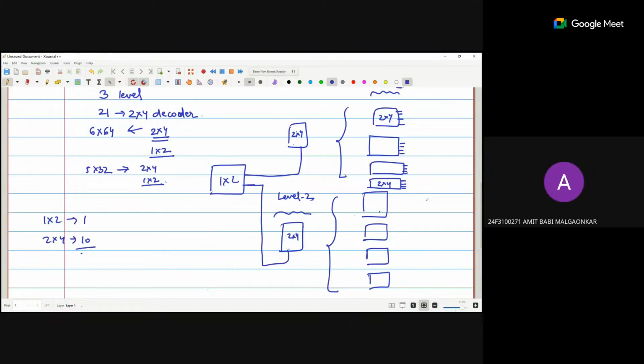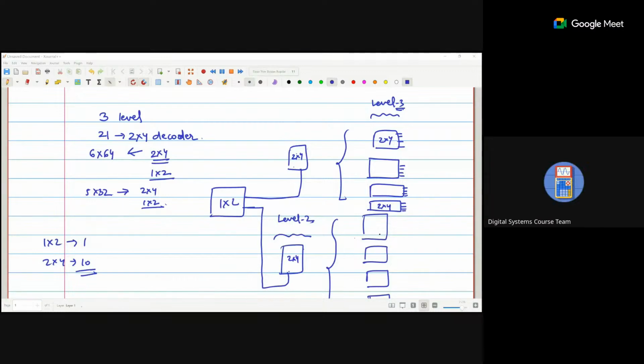So if it is asked that you have X number of 2 cross 4 decoders and Y number of 1 cross 2 decoders, and we are able to implement it using fewer, and one of the options given has a higher number of decoders used, and we can implement it using a lesser number of decoders than what is given, that is okay. We can select that option also. Okay, sir. Thank you.